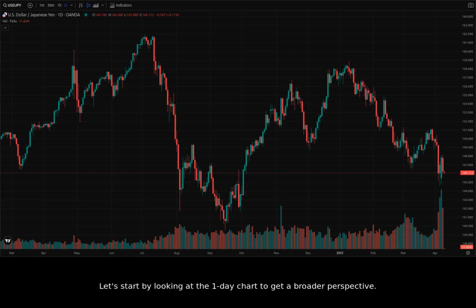Let's start by looking at the one-day chart to get a broader perspective. Looking at the daily chart, we can see the overall trend has been quite volatile. We saw a big dip from around 157.80 to around 141.00 from the start of November to the end of January.